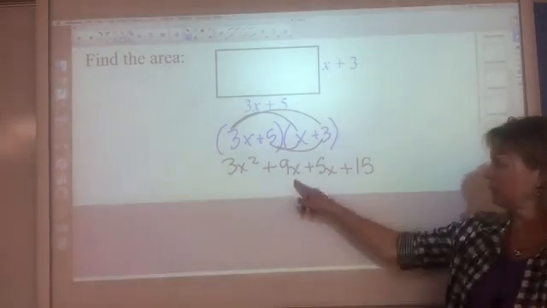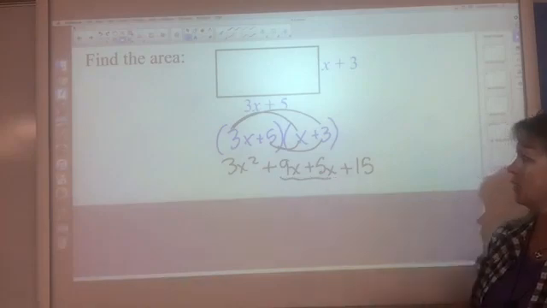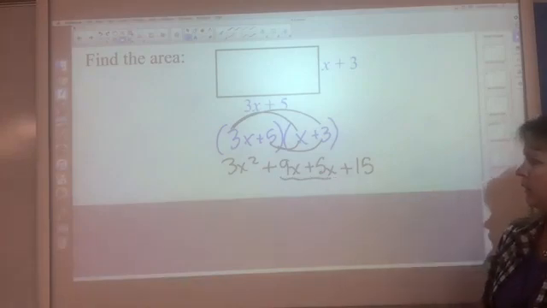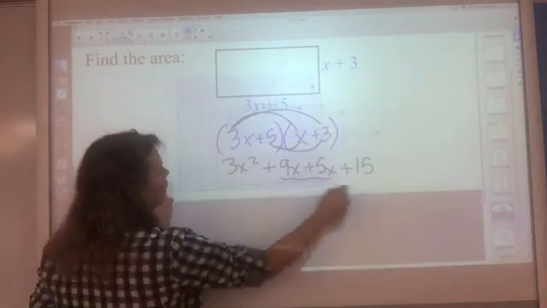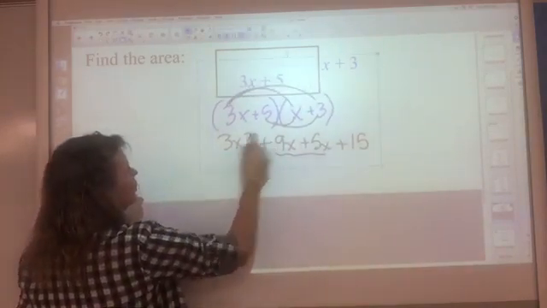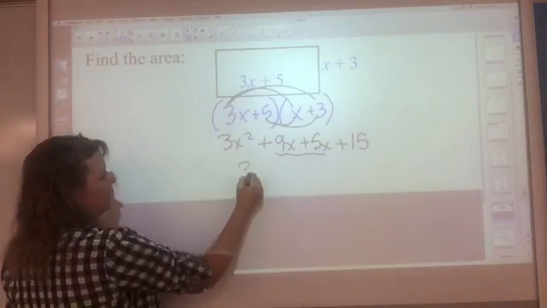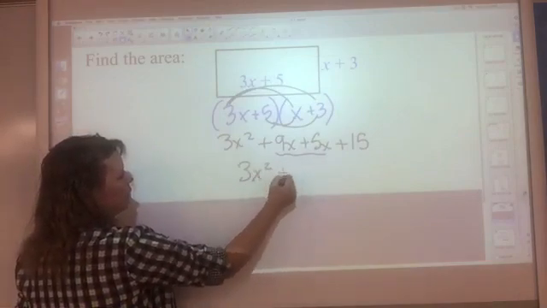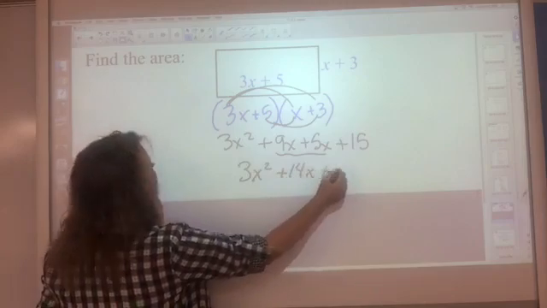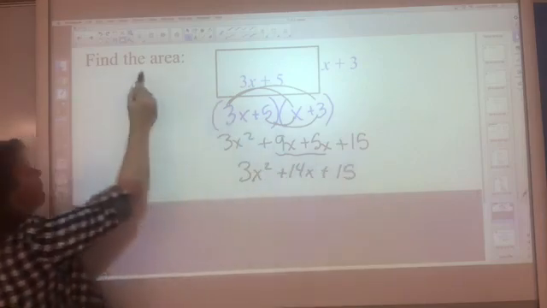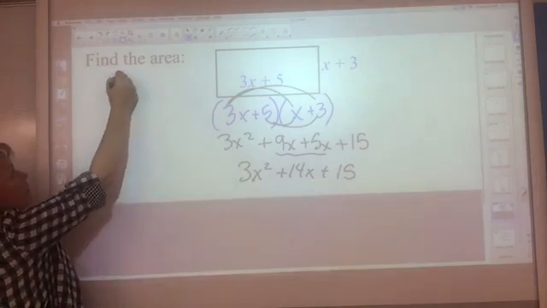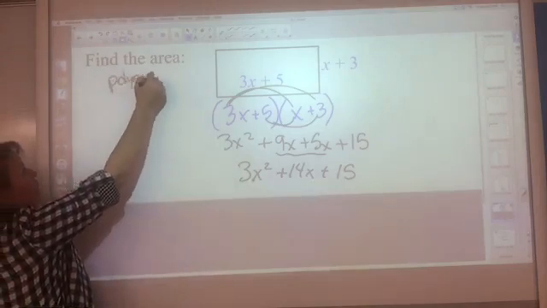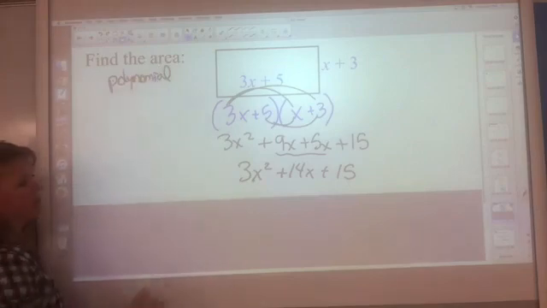And again, if I did that too fast, rewind it. Take a look at it again. You have two like terms right there. I believe I'm a little bit out of room here, so I'm going to make more room for this. Wish you could do that in your notebook, probably. And there's 3x squared plus 14x plus 15. Now it said find the area, which we don't actually know, but find the area represented as a polynomial. That's our area as a polynomial.